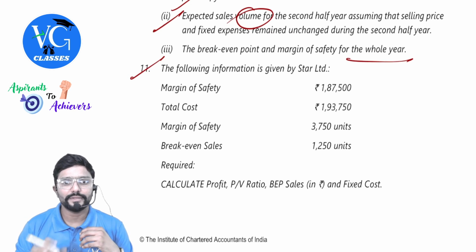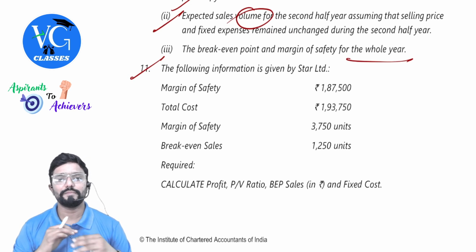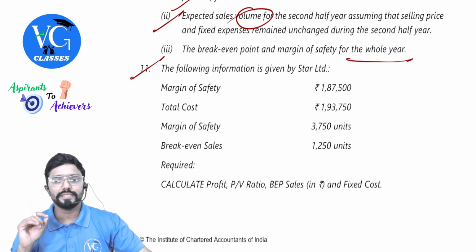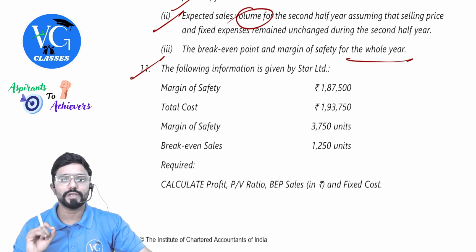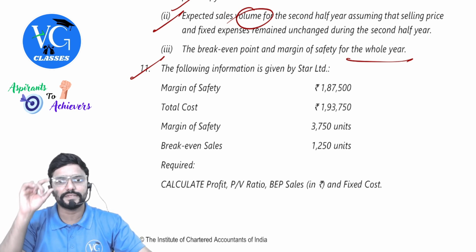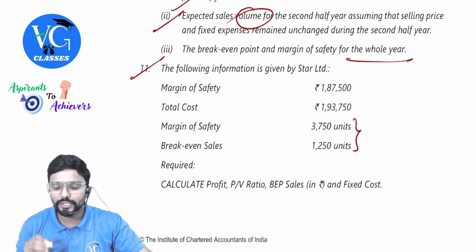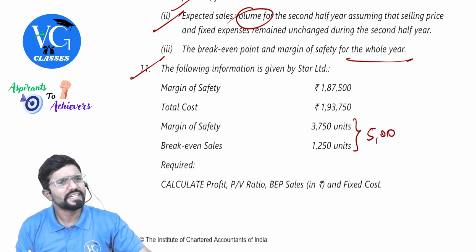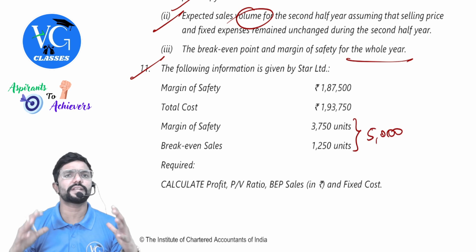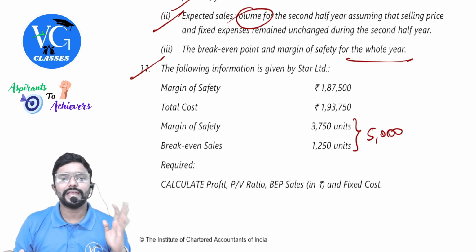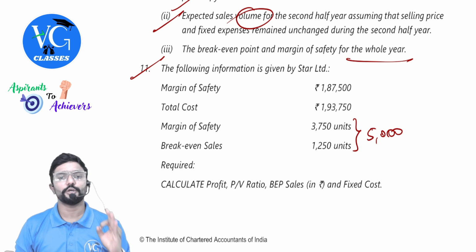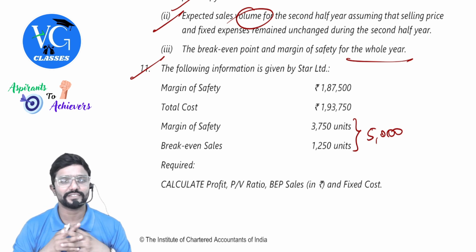Question number 11. The following information is given by Star Limited. Margin of safety 187,500. Total cost 193,750. Margin of safety 3,750 units. Break-even sales 1,250 units. Total sales 5,000 units. Required: calculate profit, PV ratio, break-even sales in rupees, fixed cost.